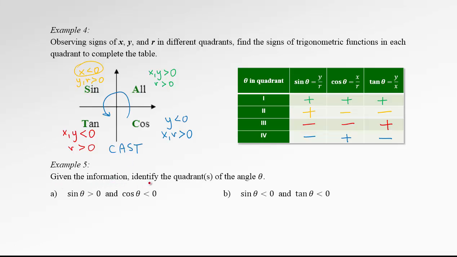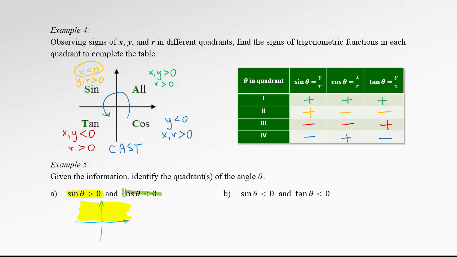In the next example, we're supposed to identify the quadrant or quadrants of the angle theta given the information. What do we know here? We know that sine is positive, and we know that cosine is negative. Let's sketch a system of coordinates, and we're going to highlight the quadrants that satisfy the first condition, let's say in yellow. So in which quadrants is sine positive? Well, sine is positive whenever all functions are positive or whenever only sine is positive, so in the first and second quadrant.